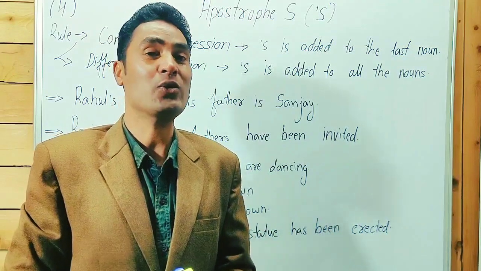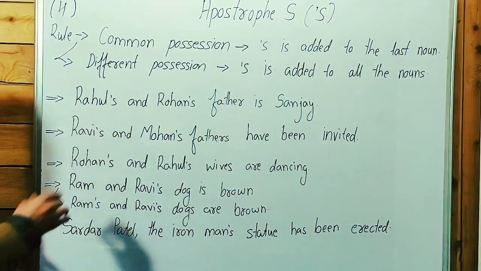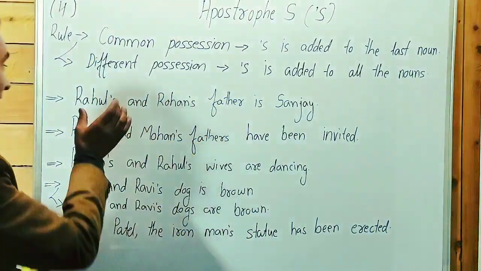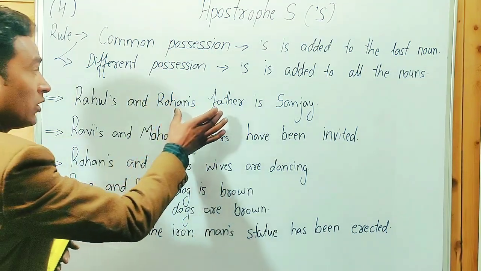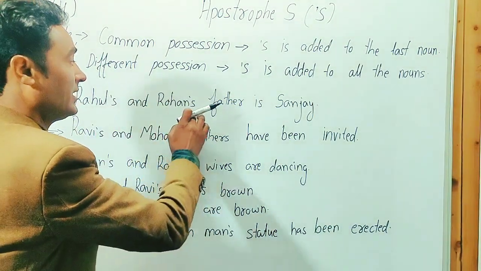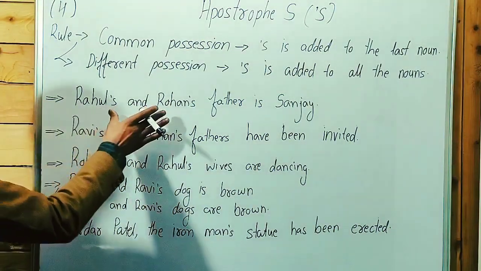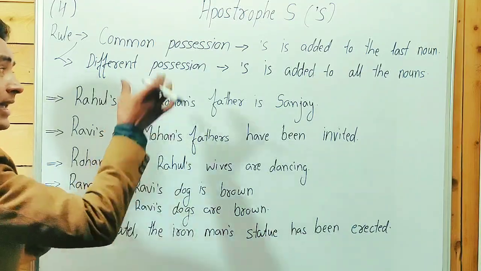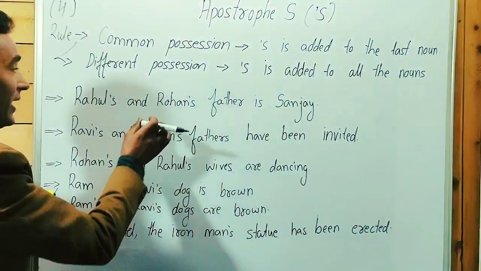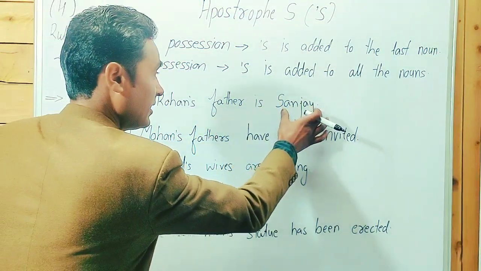Sir, we haven't understood yet. Let me explain with the help of some examples. Rahul's and Rohan's father is Sanjay. Point to be noted here: Rahul is one noun, Rohan is another noun, there are two nouns. Here the verb is singular, singular noun, singular verb. Possession, Sanjay's.